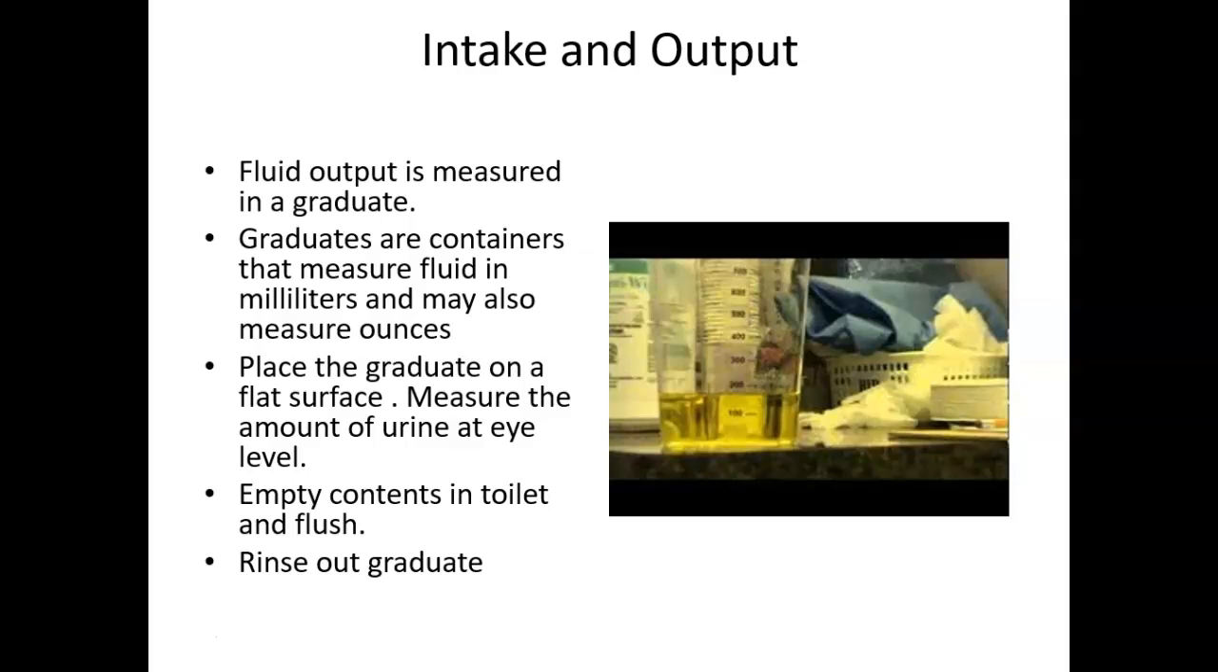Intake and output. Fluid output is measured in a graduate, and there's a graduate right there. Graduates are containers that measure fluid in milliliters and may also measure ounces. Place a graduate on a flat surface and measure at eye level. So you are not supposed to hold it up and read it. You're supposed to set it down on something, get it at eye level, and read it. Empty the contents into the toilet and rinse out the graduate, and of course document the output.